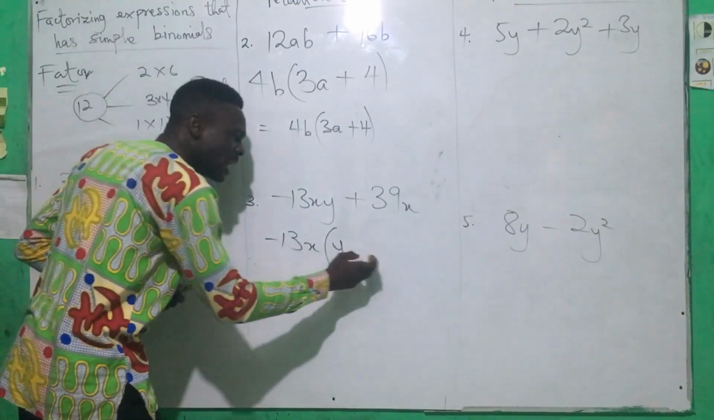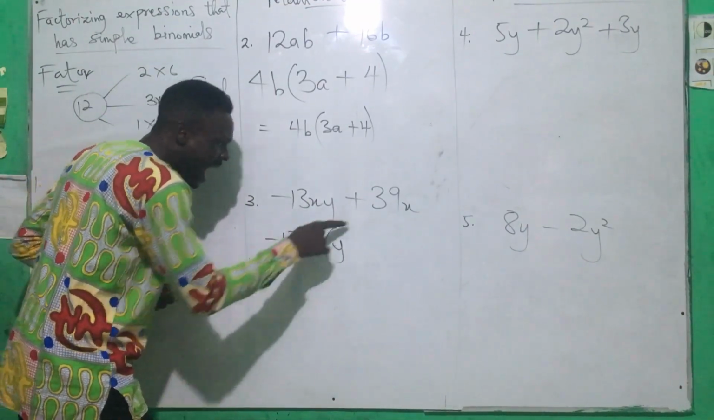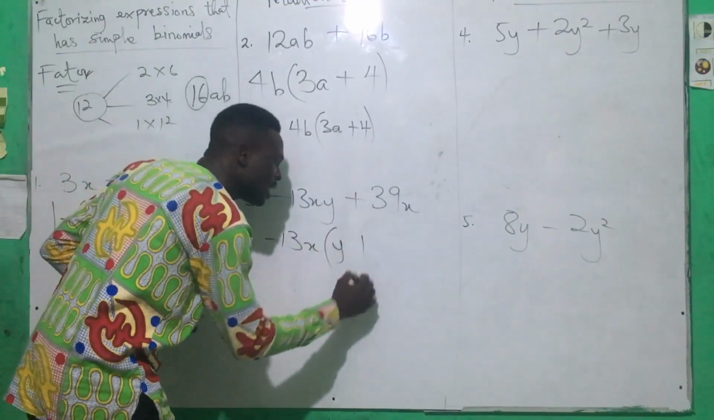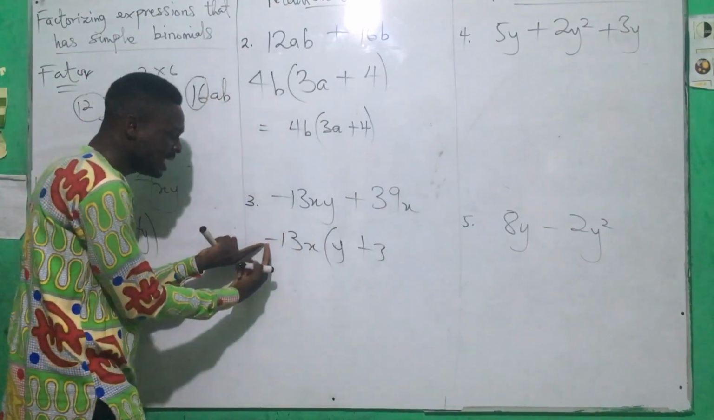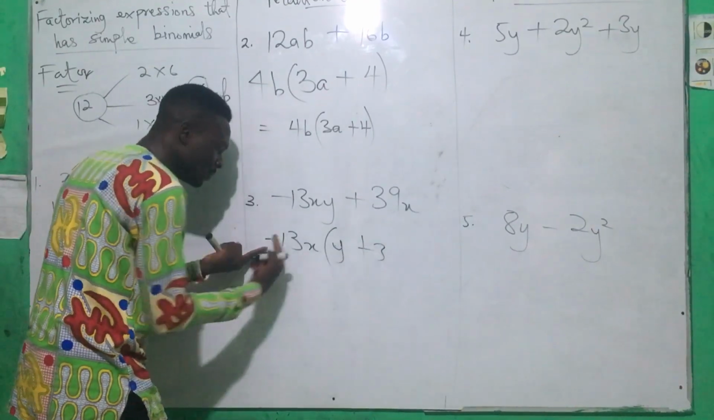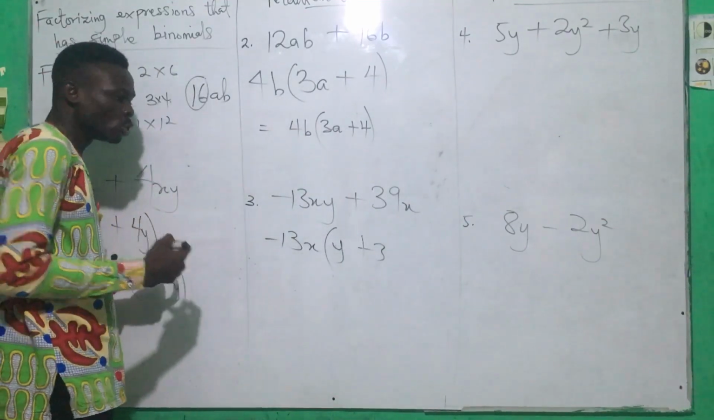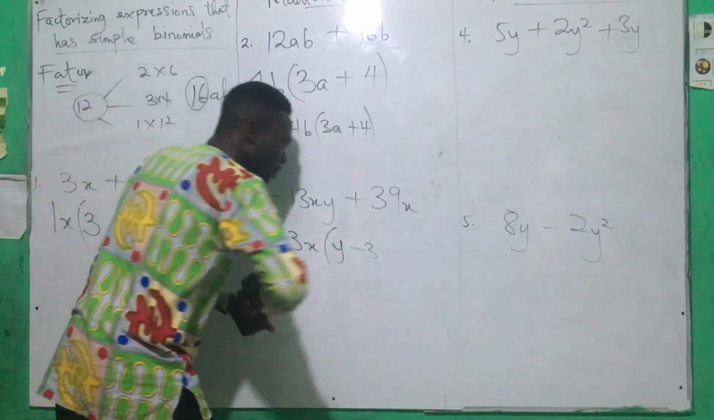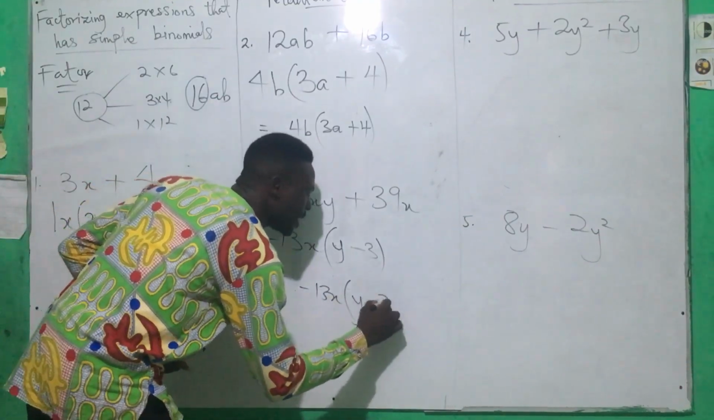Now what number should I bring here in such a way that when I multiply it by this, I should get positive 39? Now, though there is plus here, you don't have to write plus, which is 3, because 13 times 3 is 39. But remember that the 13 is negative. So if I write positive 3, negative 13 times positive 3 will not give you 39. So therefore, we are going to say negative 3. Then bracket close. So this gives you negative 13x bracket of y minus 3.